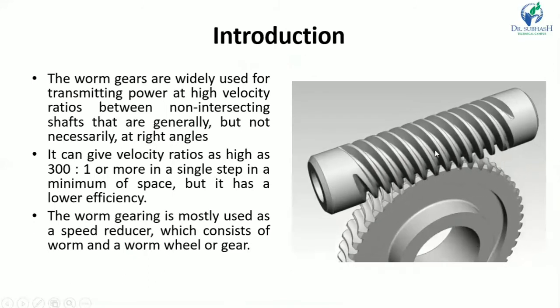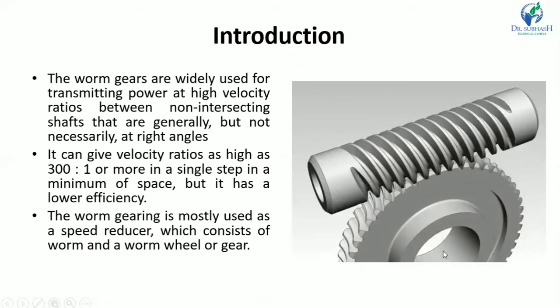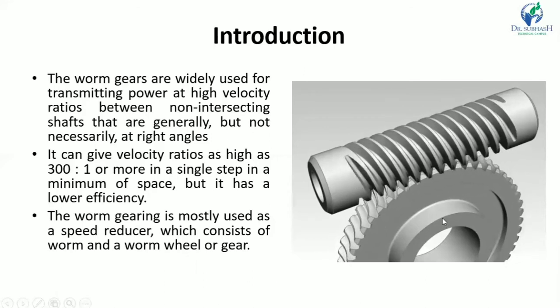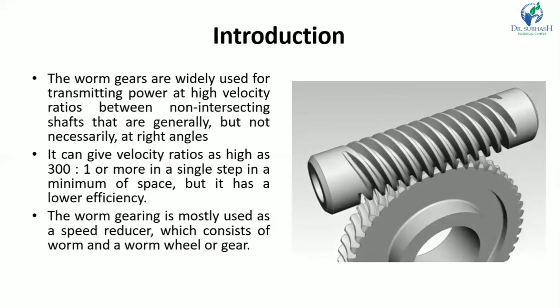Now, here you can see the two gears are there, and both the gears are at right angle with each other. Okay, so the worm gears are widely used for transmitting power at high velocity ratio between non-intersecting shafts that are generally, but not necessarily, at right angle. And it can give velocity ratio as high as 300 to 1.